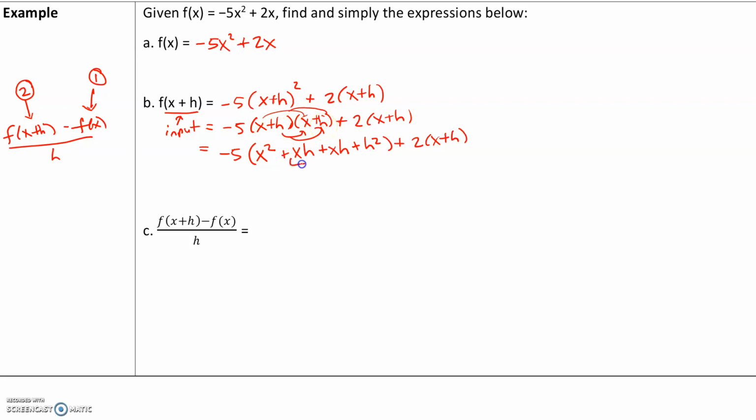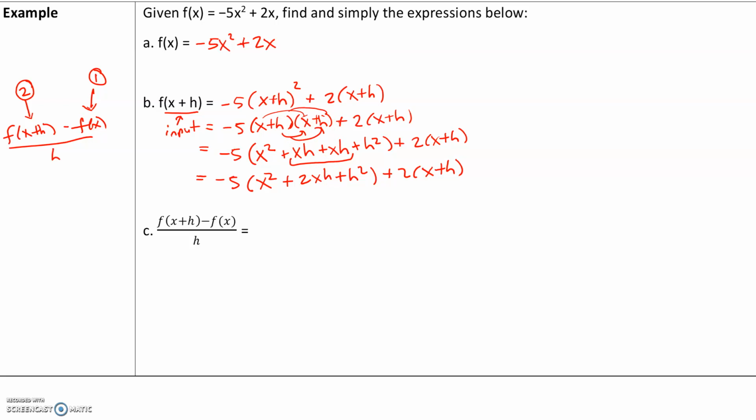Now we combine our like terms. So we're going to add x plus h times x plus h. This gives you a negative 5 times x squared plus 2xh plus h squared, plus 2 times the quantity x plus h. So from the beginning, I took the x plus h squared and I wrote that out twice. And then I distributed. X times x is x squared. We got xh, we got another xh, and we have an h squared. Then I combine my like terms.